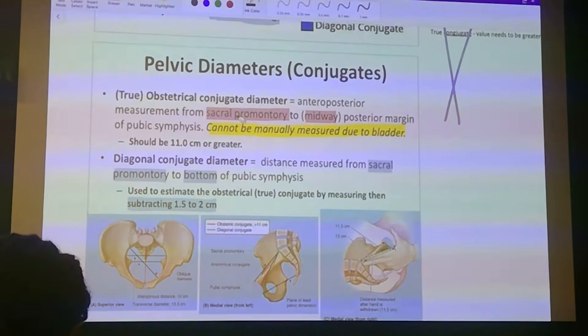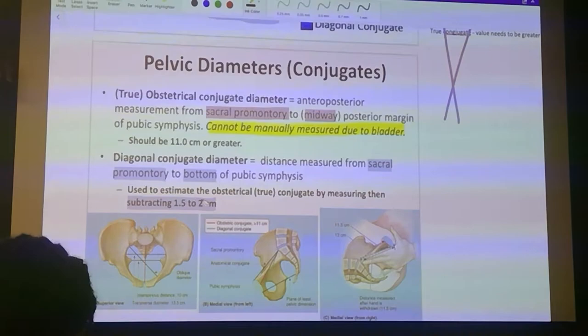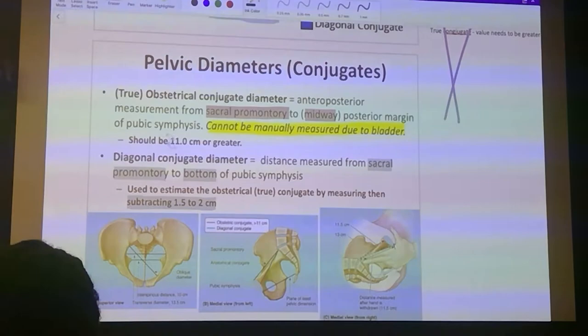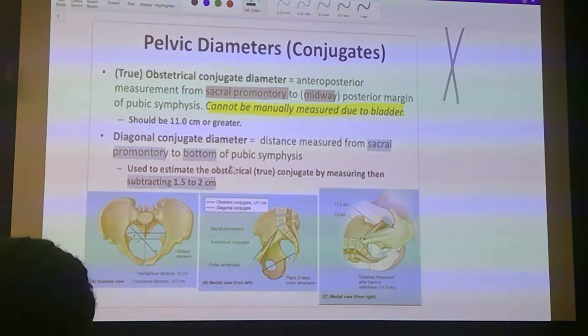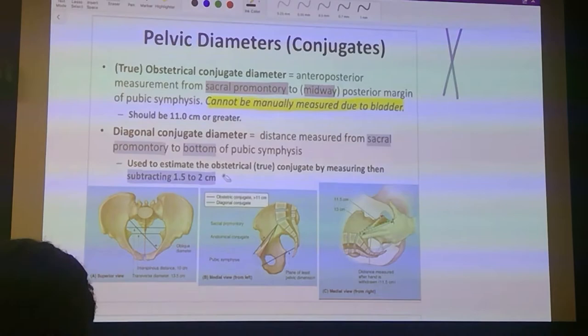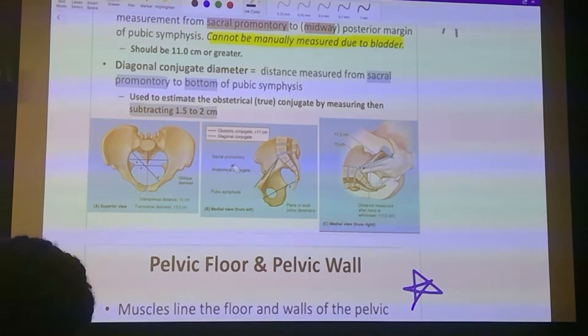Did you hear about true conjugate and diagonal conjugate? This is good stuff to know. The true conjugate you can't measure, so to compensate for that, you use the diagonal conjugate. For the diagonal conjugate, the normal value has to be 12.5 centimeters or greater in order for the female to give a vaginal birth. So remember 12.5 for the diagonal conjugate.